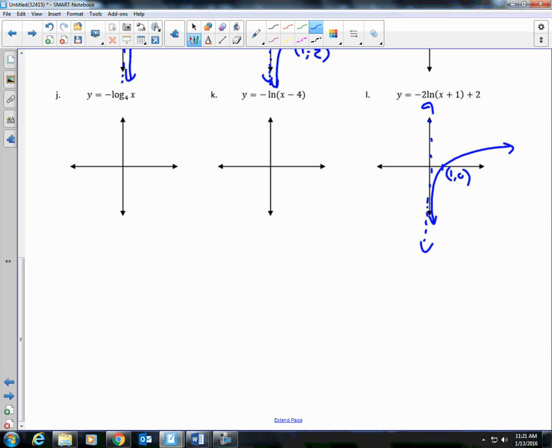Okay? So what is our transformation? And by the way, we perform the transformations in the order of operations in which they occur. So what is the first transformation? Left 1. So does that affect the point? Yes. Does that affect the vertical asymptote? Yeah.